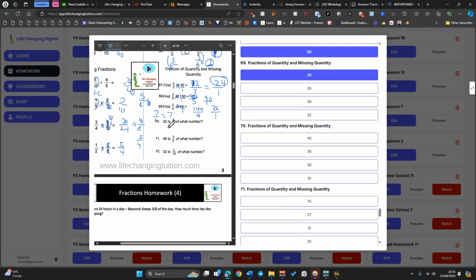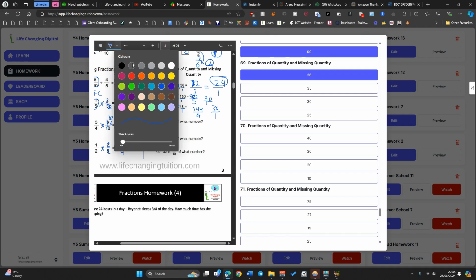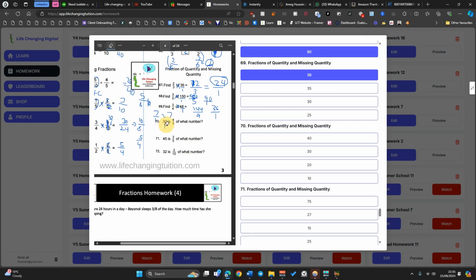Question 32. 32 times is 4/5. So 32/1 is 4/5, sorry. We have to do 32/1 times, oh right, okay, hold on. Let's read the question again. It says 32 is 4/5 of what number?